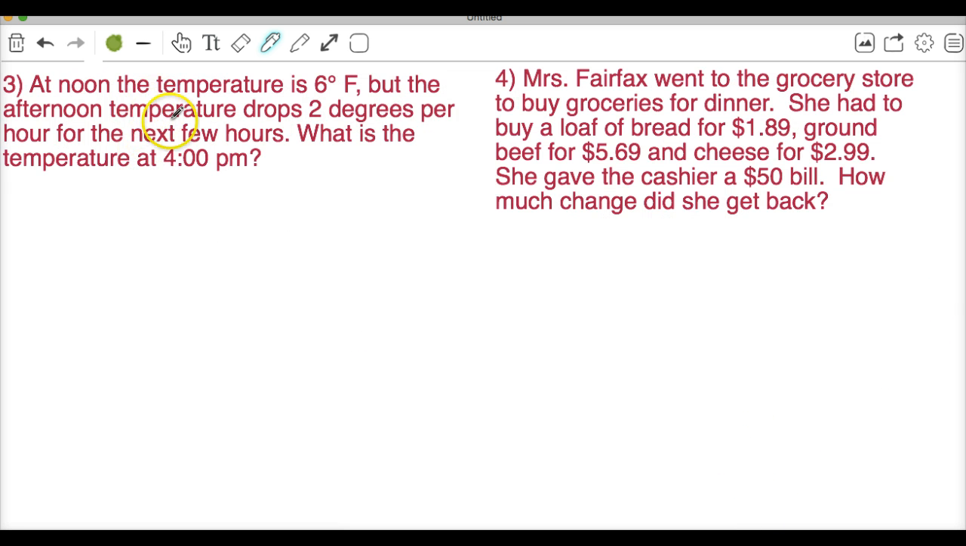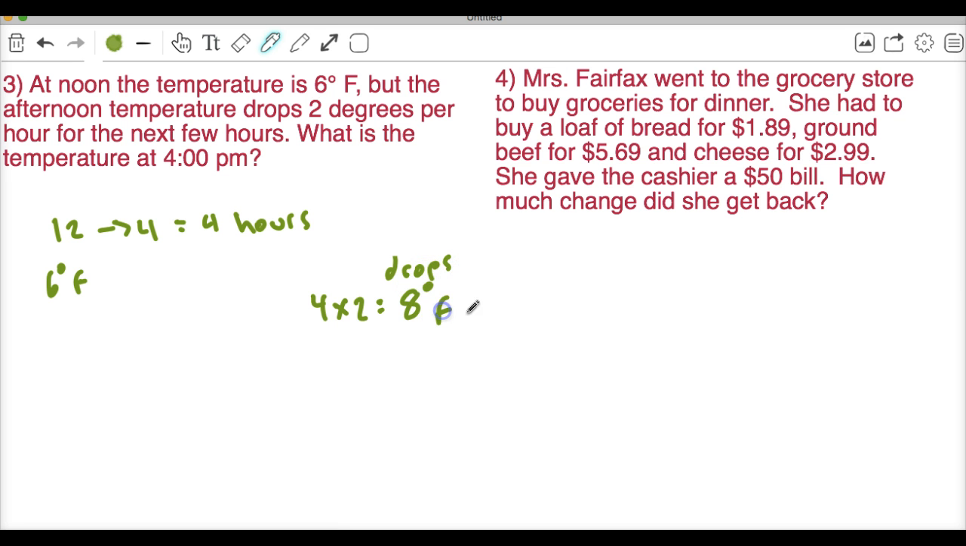Number 3: at noon the temperature is 6 degrees Fahrenheit, but the afternoon temperature drops 2 degrees per hour for the next few hours. What is the temperature at 4 p.m.? So we're going from noon to 4, which is equal to 4 hours. It was at 6 degrees at noon, and I want to figure out that it's dropping 2 degrees every hour. So it's going to be 4 times 2.